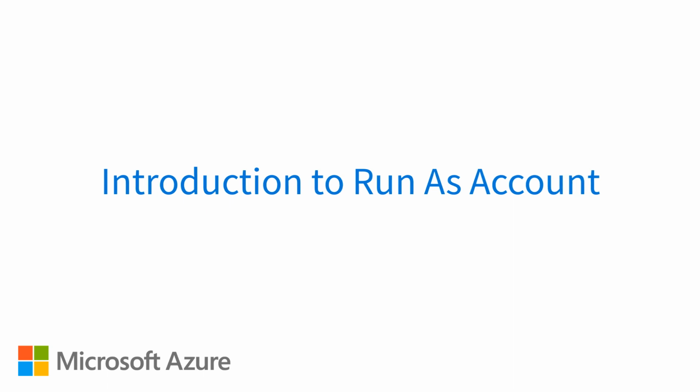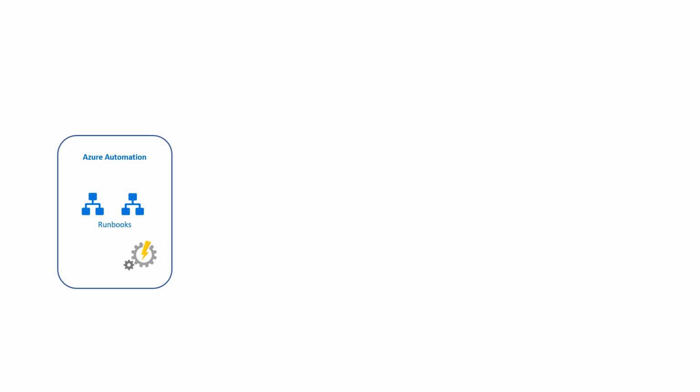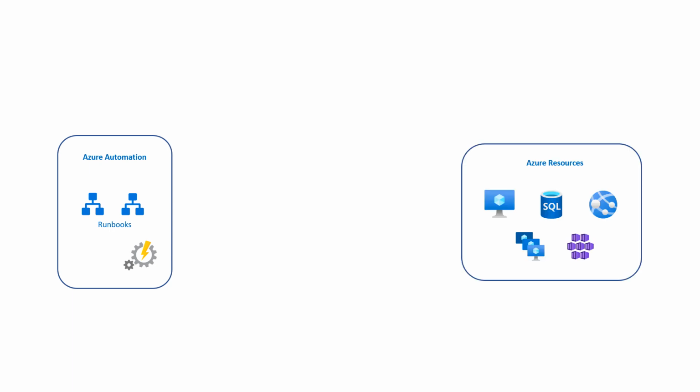In this video, let us understand what is a Run as account. Azure Automation allows you to automate tasks against Azure resources by means of runbooks. These tasks can be anything like starting a virtual machine or maybe listing all resources in a subscription. In runbooks, all such tasks that you create against Azure resources using Azure Resource Manager and PowerShell commandlets must authenticate to Azure using Azure Active Directory.